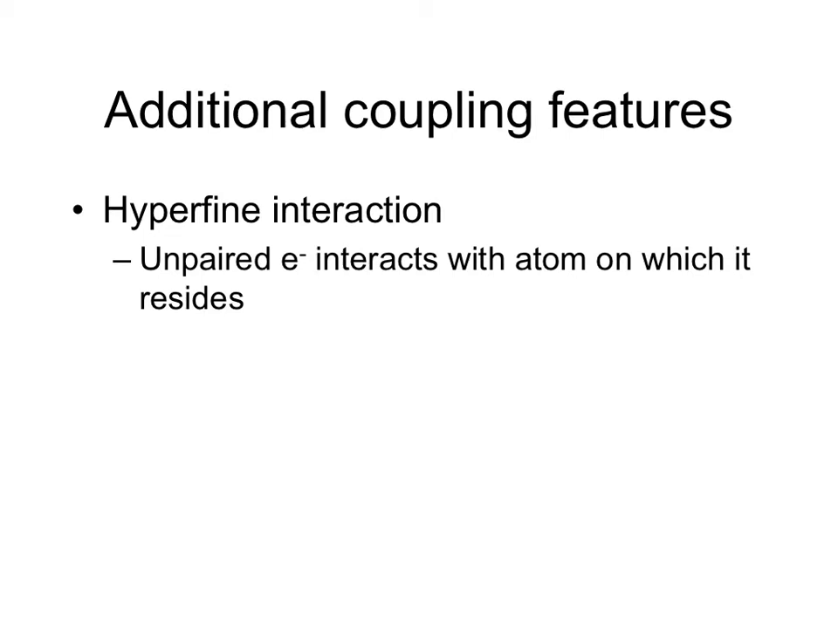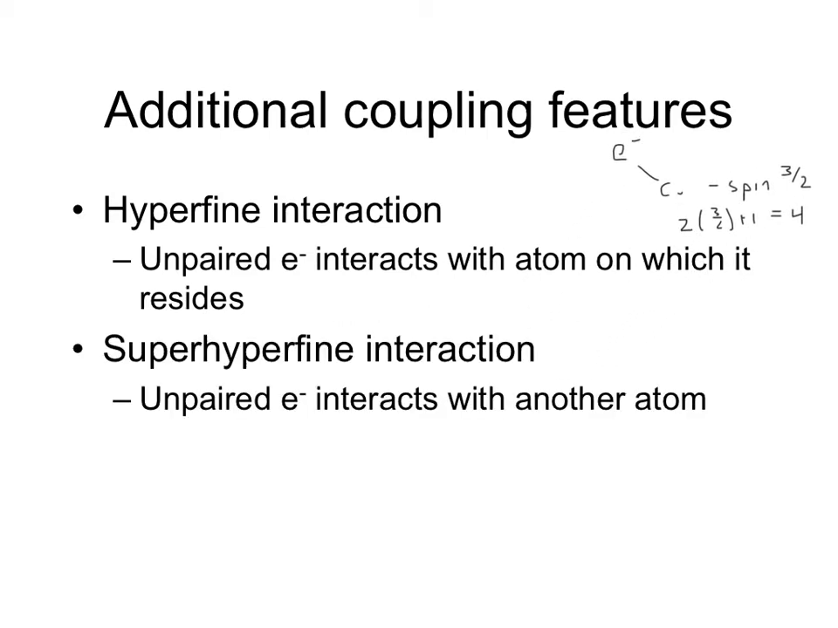In addition to the g value, which is equivalent to chemical shift, you can also have additional coupling features. For example, a hyperfine interaction is when you have the unpaired electron that interacts with the atom on which it resides. There's an example in the text that shows the electron coupled to a copper center, which gives a 4-line pattern since copper is a spin 3/2 nucleus. The multiplicity of the line is 2nI plus 1, so with a 3/2 nucleus, times 2 gives 3, add 1 gives 4.